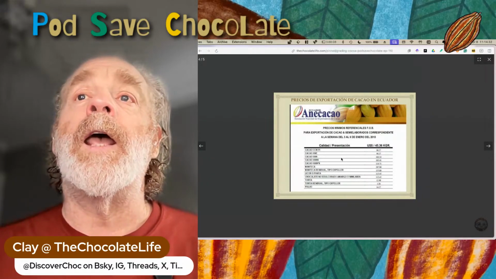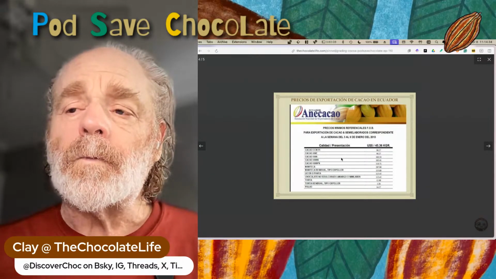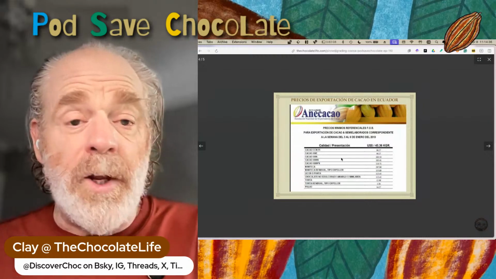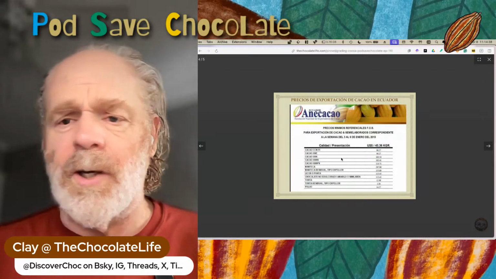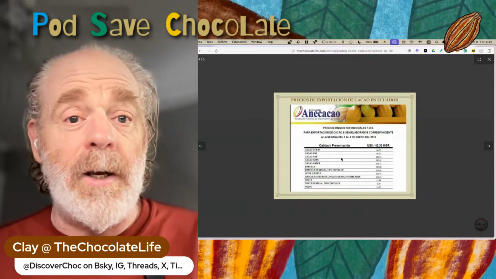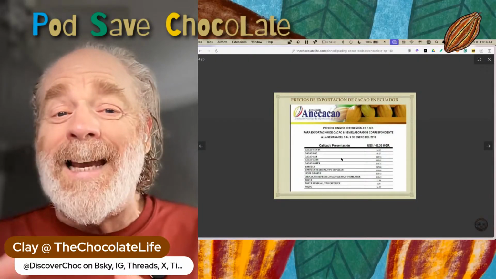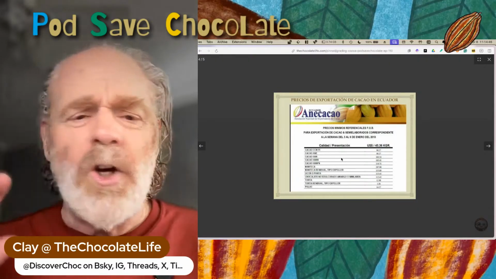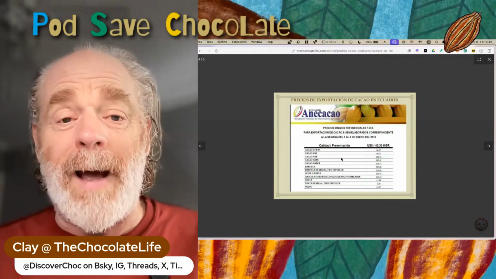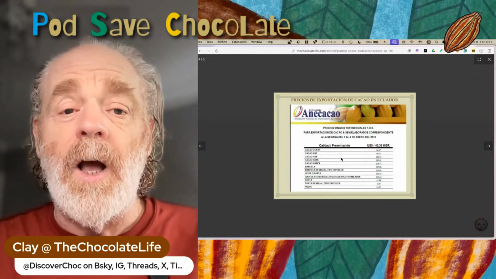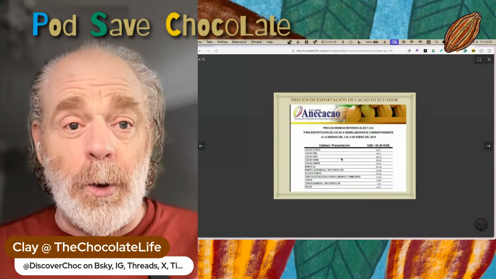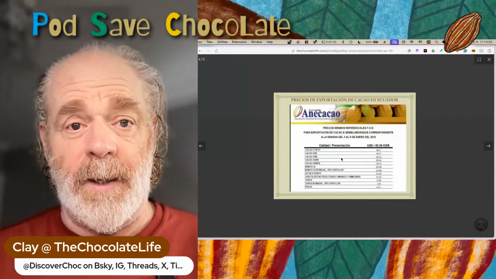Is it an introduced hybrid, or is it one of the new hybrids that INIAP is doing? Does this equally apply to the T series, the T800, T01, which are the next generation of CCN51? So the grading standards really don't tell you much about the flavor potential of beans other than as related to the percentage of defects in the beans.